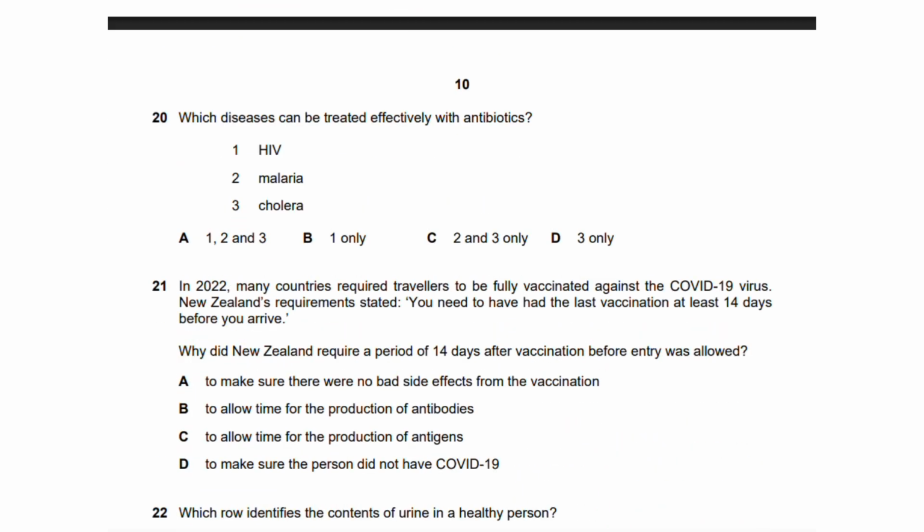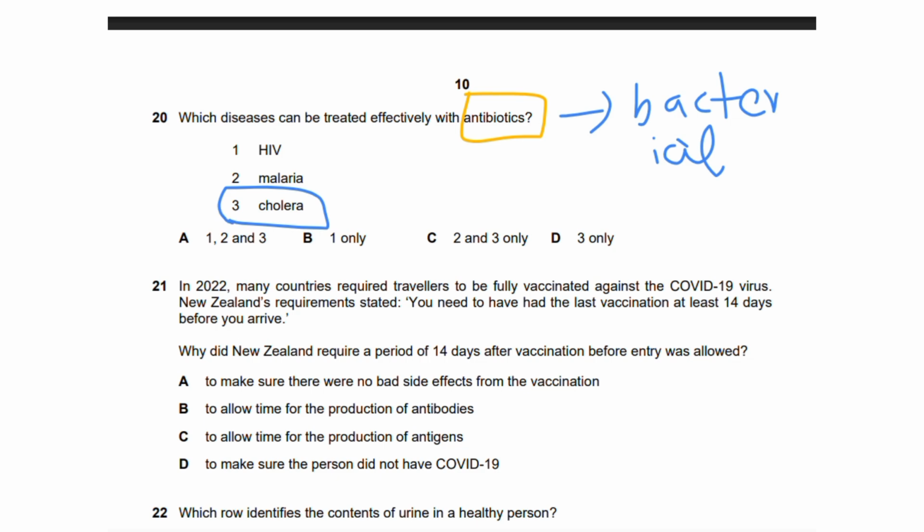Next is question number 20. Which diseases can be treated effectively with antibiotics? So antibiotics are used to kill bacteria. Let's just write bacteria here. And we have three options here. The only bacterial disease is cholera, and HIV is a virus, and malaria is a parasite. So the only option is D, since 3 is the correct one, and 3 only is our correct answer.